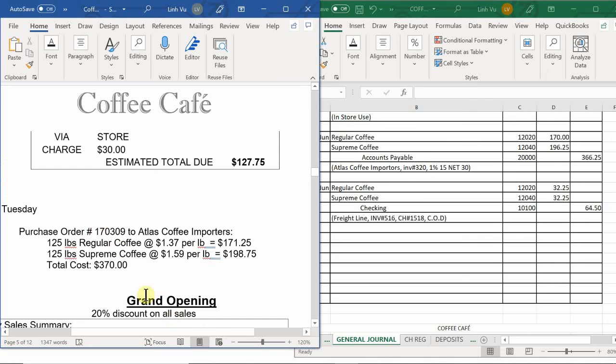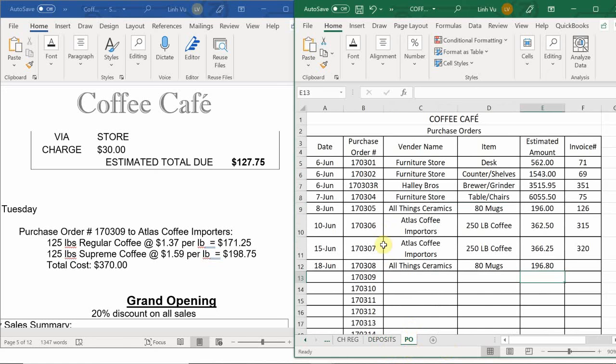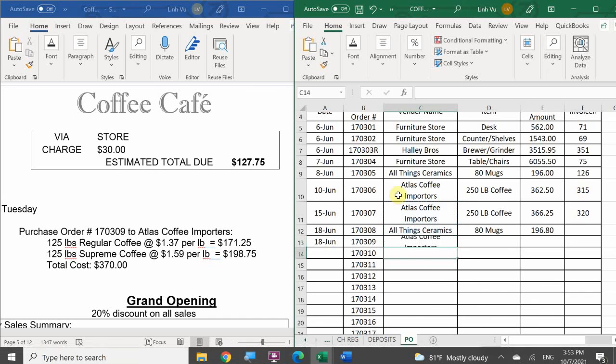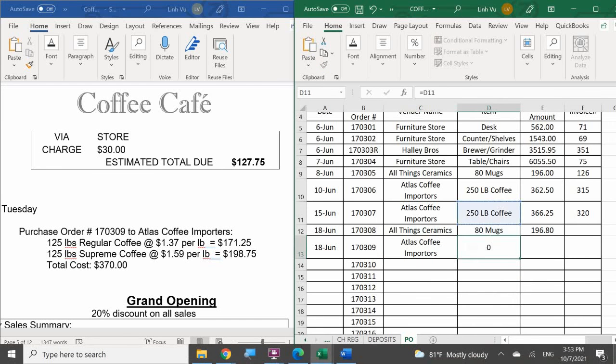So again, we did another purchase order. We're going to the purchase order, and we order 170309. We order coffee from Atlas Coffee Importers. Okay. How many pounds of coffee did we buy? Another 250 pounds.